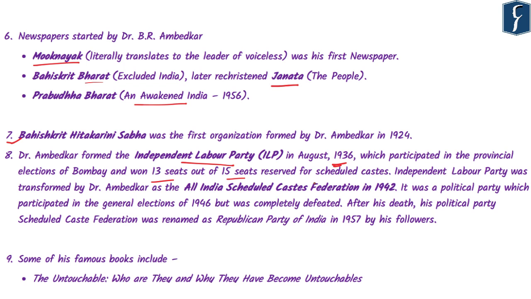Dr. B.R. Ambedkar transformed his Independent Labour Party as All India Scheduled Caste Federation in 1942. However, this party could not put up a good show in the elections that happened in 1946. And after his death, the party was renamed as Republican Party of India in 1957, but because of lack of leadership, it slowly passed into oblivion.